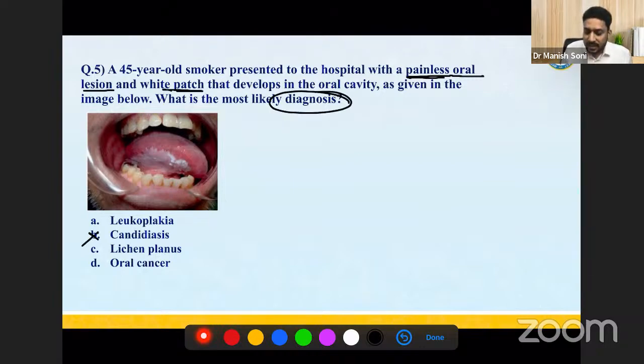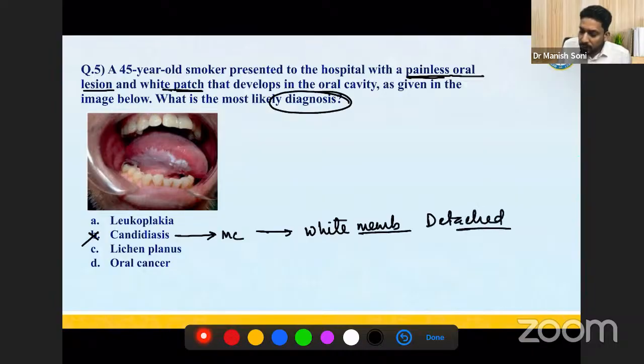Why is it not candidiasis? Because the most common type of candidiasis is known as oropharyngeal candidiasis or acute pseudomembranous candidiasis, where the buccal mucosa or the pharynx develops a white membrane, and this white membrane, when rubbed, can be detached. So this is the feature seen in candidiasis, where the white membrane is not localized to just the lateral part of the tongue, but can involve the buccal mucosa. Over the pharynx it might be present. If you rub, it can be detached, and generally it has some symptoms associated.